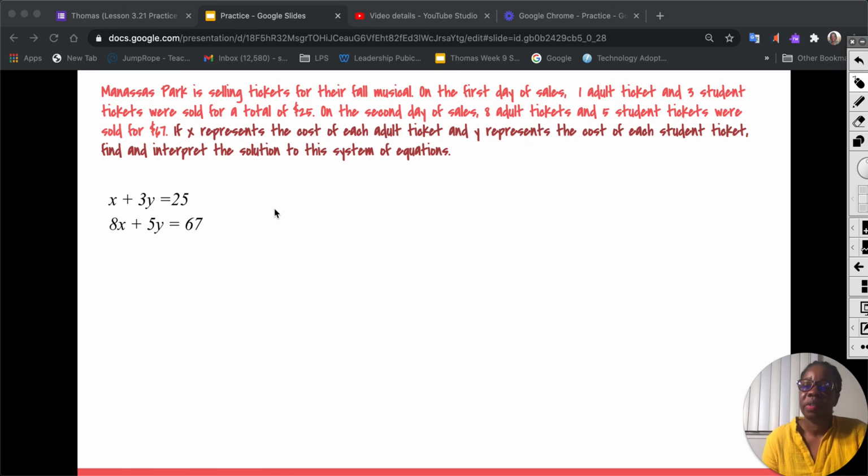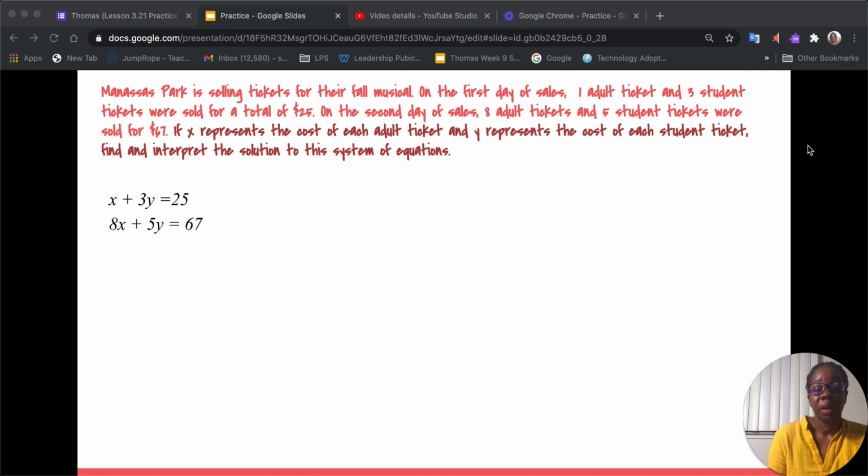All right, so this question says, Manassas Park is selling tickets for their fall musical. On the first day of sales, 1 adult and 3 student tickets were sold for a total of $25, and on the second day of sale, 8 adult tickets and 5 student tickets were sold for $67. If x represents the cost of each adult ticket and y represents the cost of each student ticket, find and interpret the solution of this system of equations.